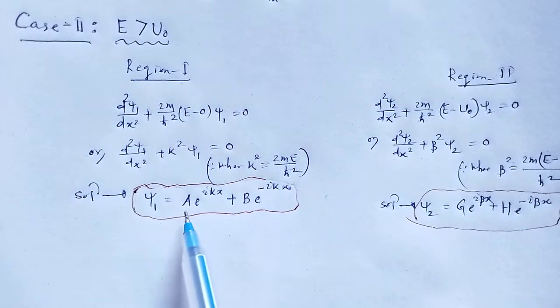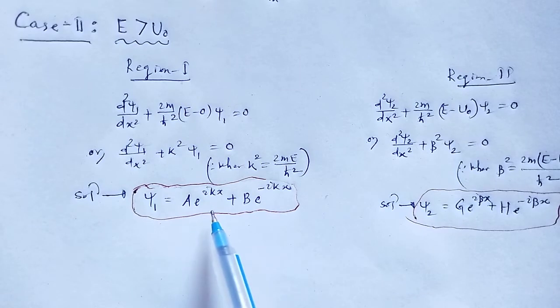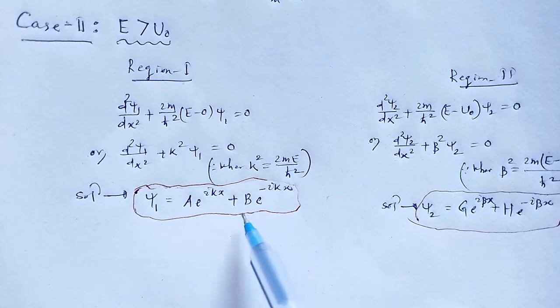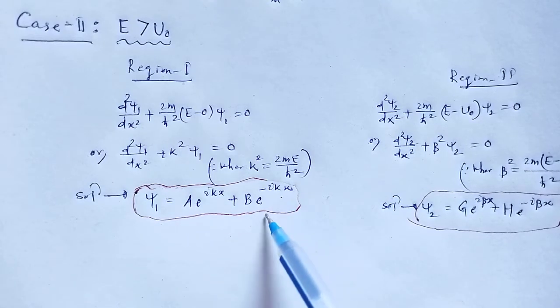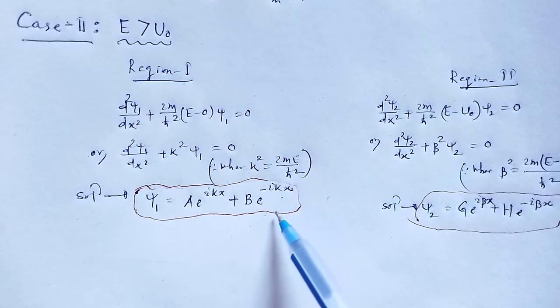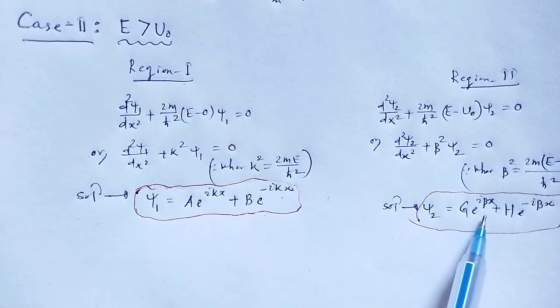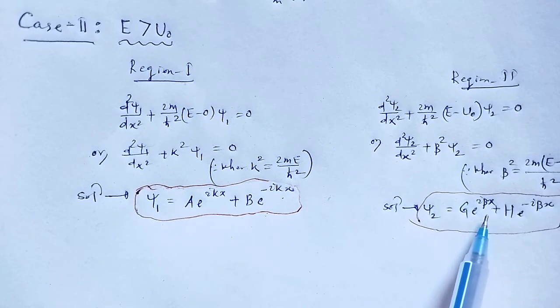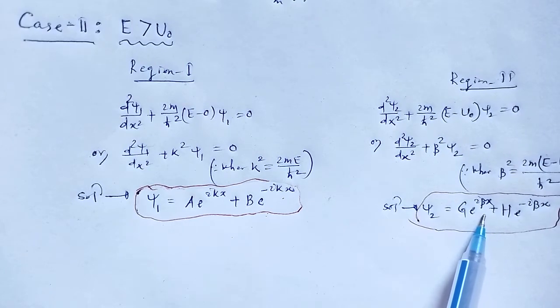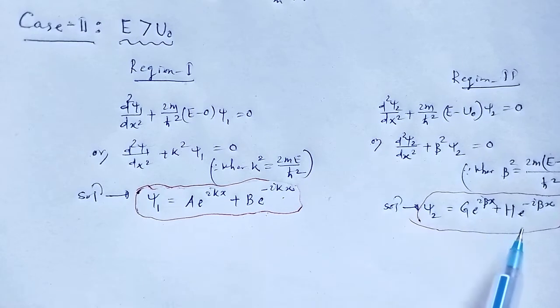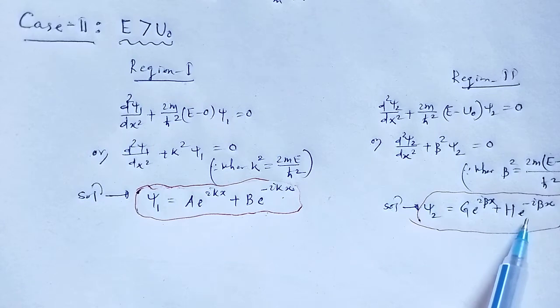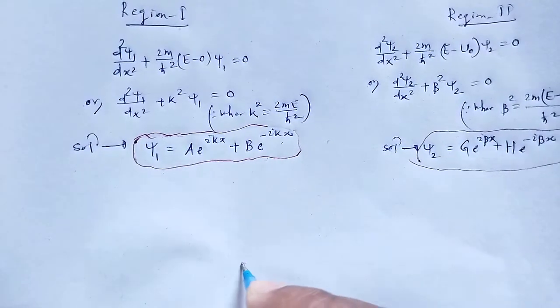Again, A e to the power i k x is the incident wave of amplitude A traveling in the positive direction of the x axis, and B e to the power minus i k x is the reflected wave of amplitude B traveling along the negative x axis. G e to the power i beta x is the wave of amplitude G traveling along the positive x direction, and H is the wave of amplitude H traveling along the minus x direction. Let me draw a figure to understand it easily.